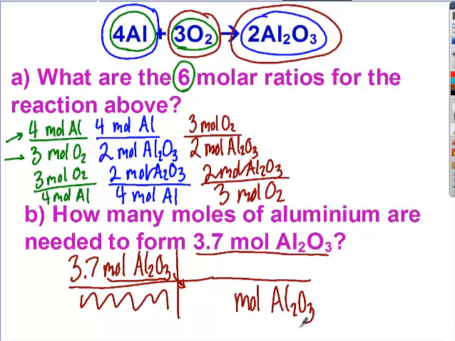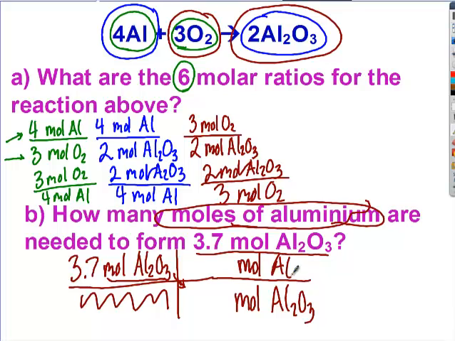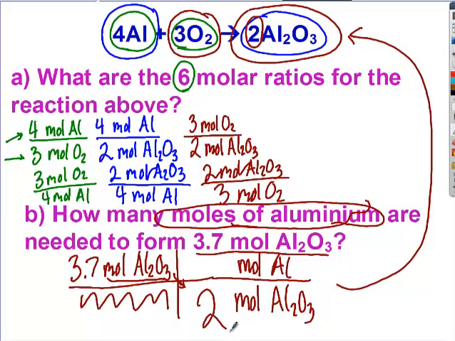If you read the problem, it says how many moles of aluminum. So they want me to go to moles of Al right here. It says it right here in the problem. Where do I get those numbers from? The balanced equation. I'm going to look all the way back to my balanced equation. What number is in front of Al2O3? A 2. So I'm going to put a 2 there. What number is in front of aluminum? 4. So I'm going to put a 4 there.